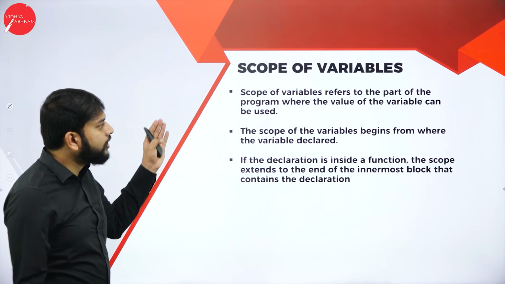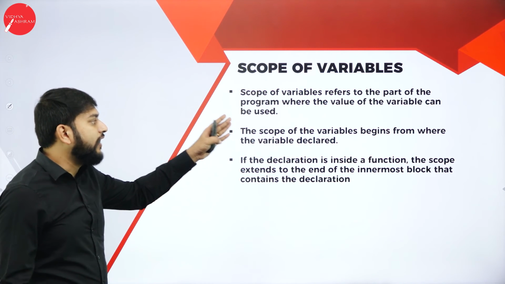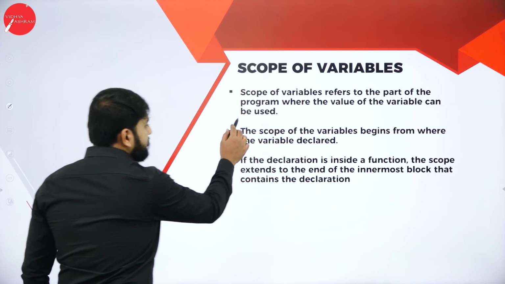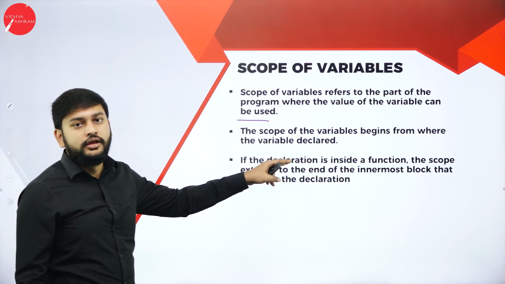Guys, scope of the variable. Scope of the variable refers to the part of the program where the value of the variable can be used. The scope of the variable begins from where the variable is declared.